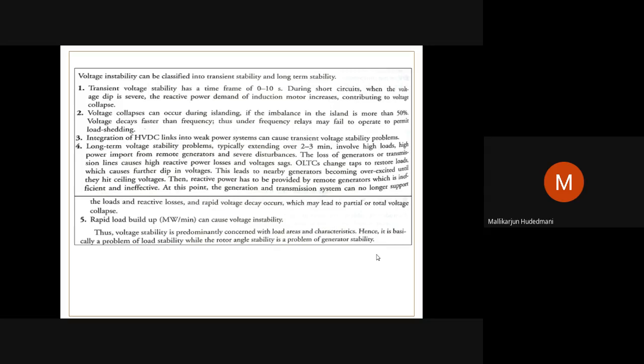Thus, voltage stability is an important aspect. It is predominantly concerned with the load areas and characteristics. Hence, it is basically a problem of load stability, while rotor angle stability is a problem of generator stability. So it has to be classified and studied carefully. Then only proper operation is possible.